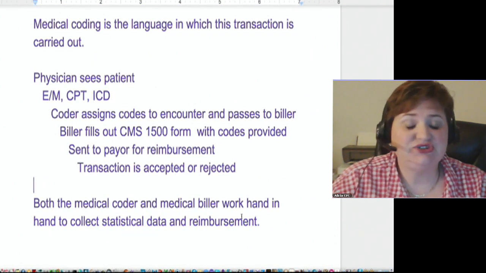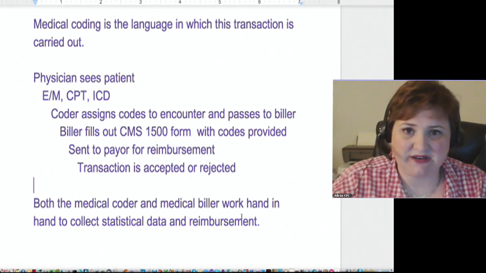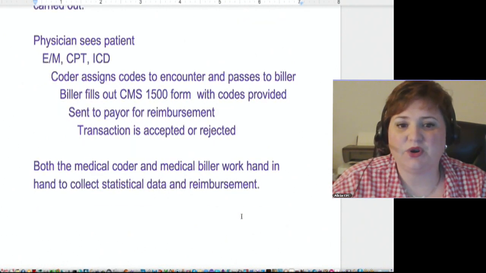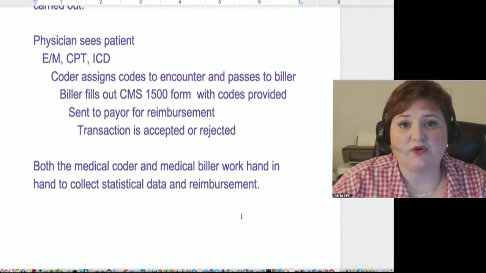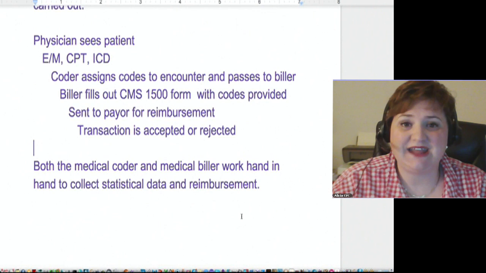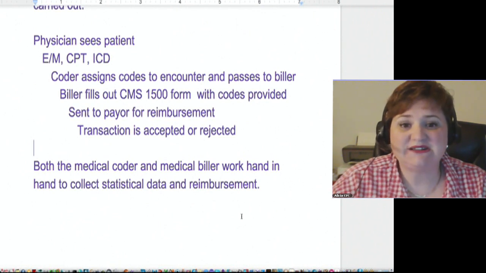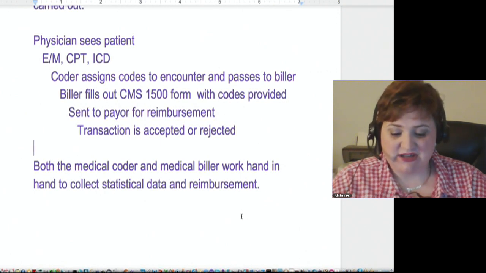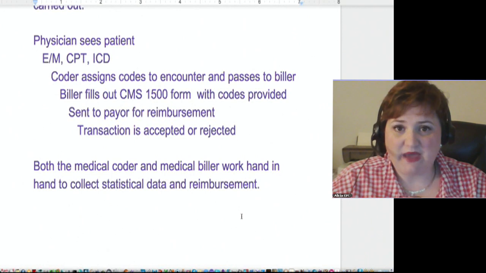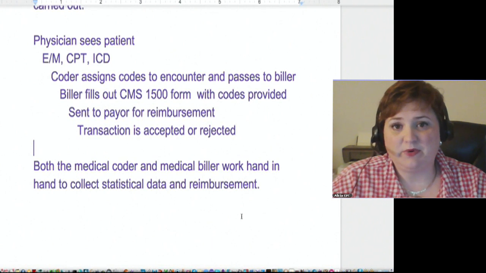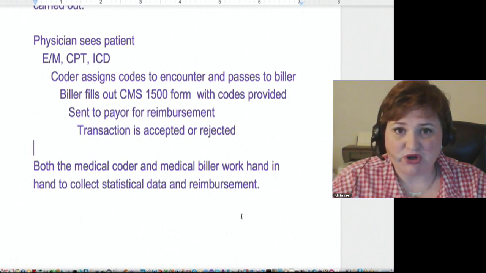Now, in some cases, you might have a coder and a biller be the same person. It depends what size of a facility you're working with, but both the medical coder and the medical biller work hand in hand, and what they're doing is translating the information that the physician is providing for the patient into a code that the people that are going to pay or reimburse understand, so that everything can be done in a timely manner, and it can be done electronically.